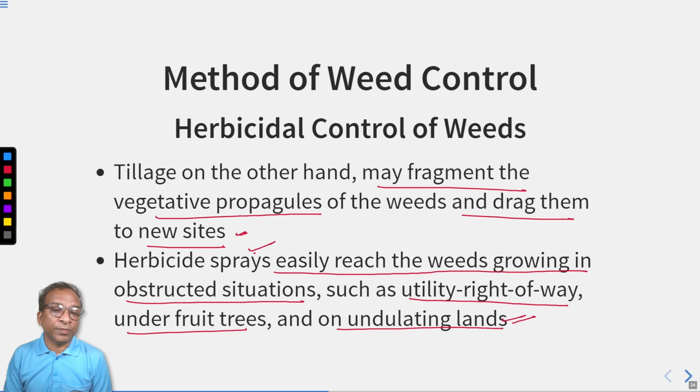So this is the benefit of using herbicide sprays, because when you take out the weeds, it may fragment the vegetative propagules of the weeds, and those fragments will again be present in the soil, and over time they can give rise to new weeds. So basically, we are not removing the weeds, we are actually propagating them in that way. So what we can do is use herbicides.